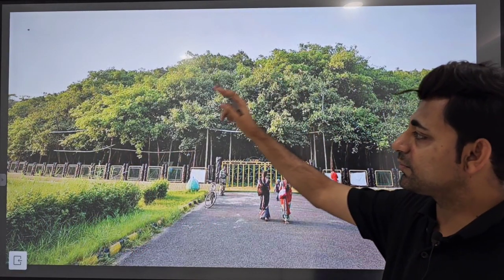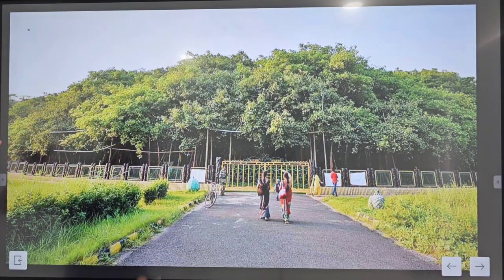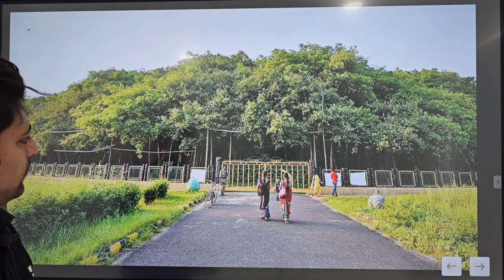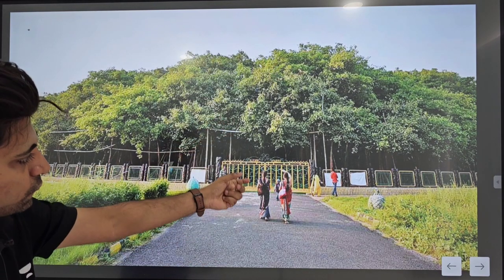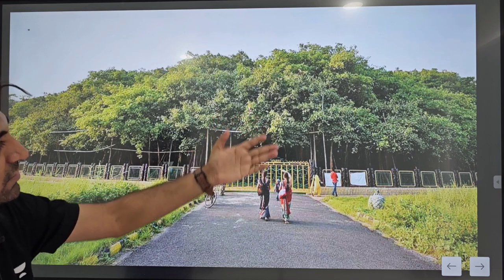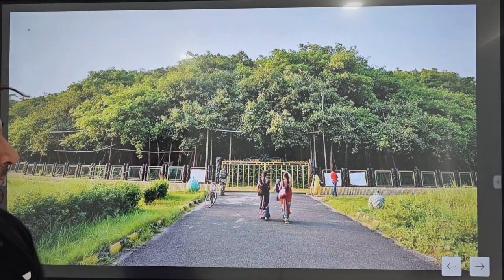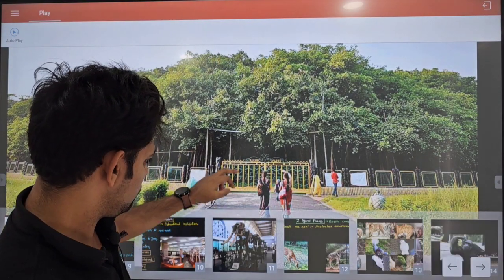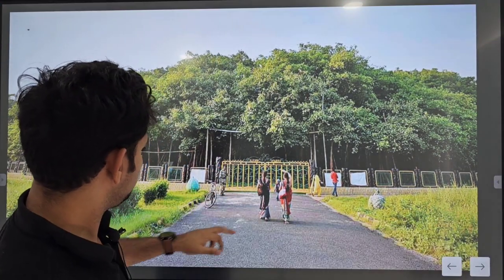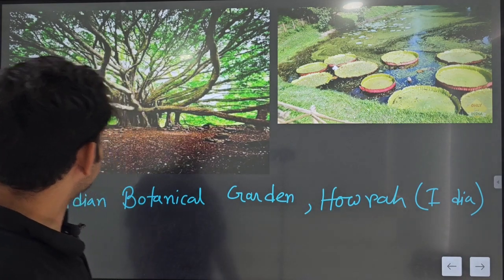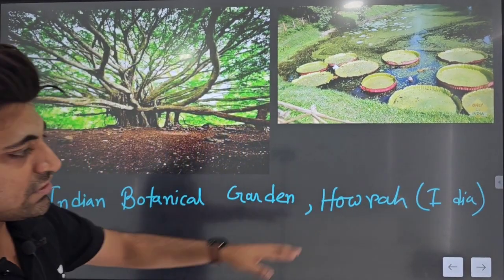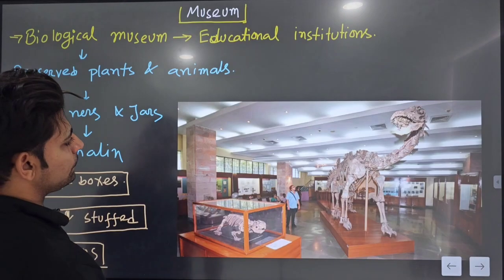This is the great banyan tree, one of the oldest trees of that particular botanical garden. People are confused about which is the actual stem of this tree. This is called the great banyan of the botanical garden of Howrah. See some other pictures of the botanical garden which is situated in Howrah, India.